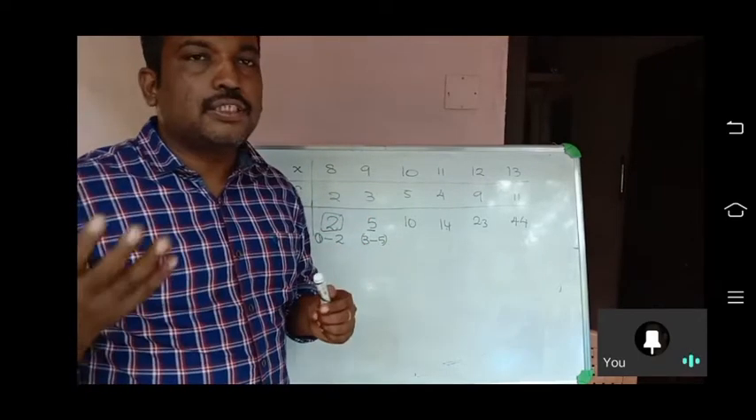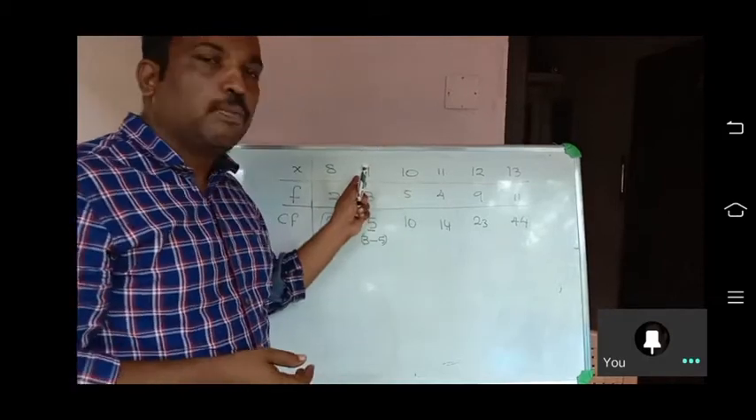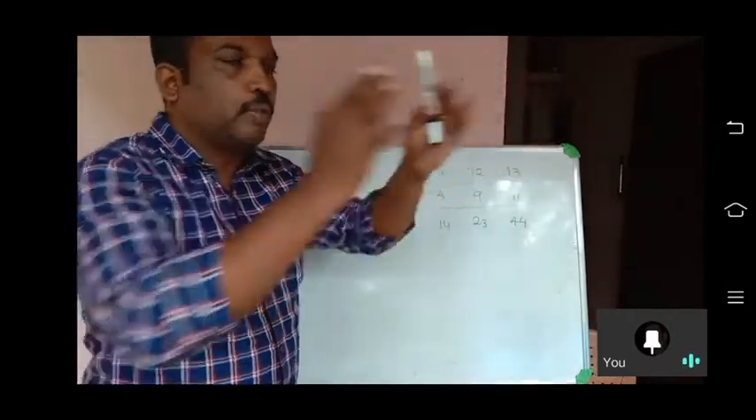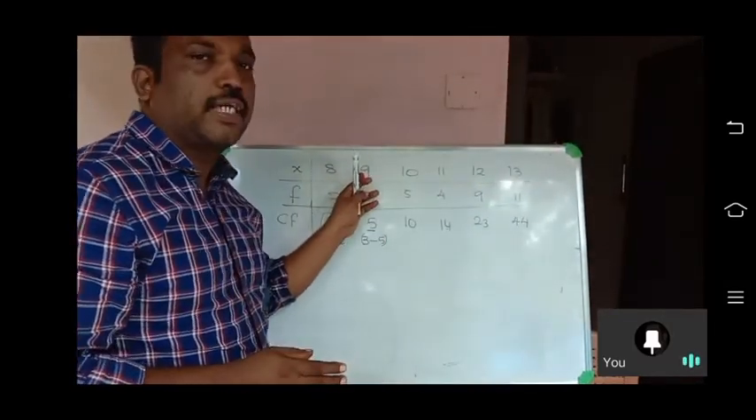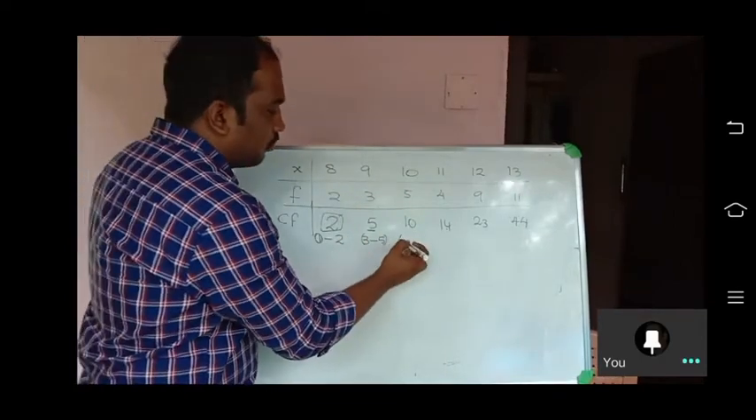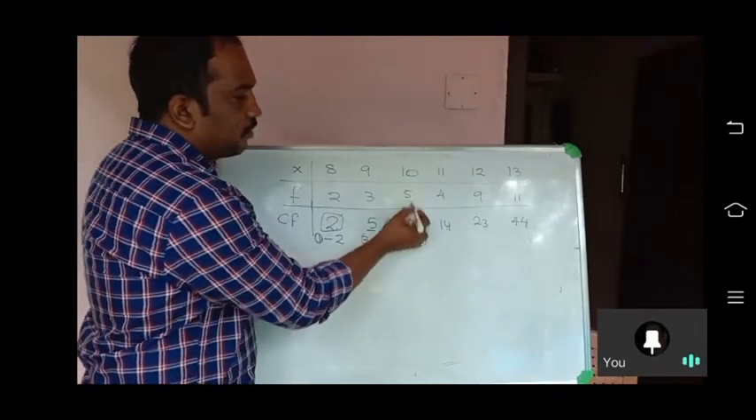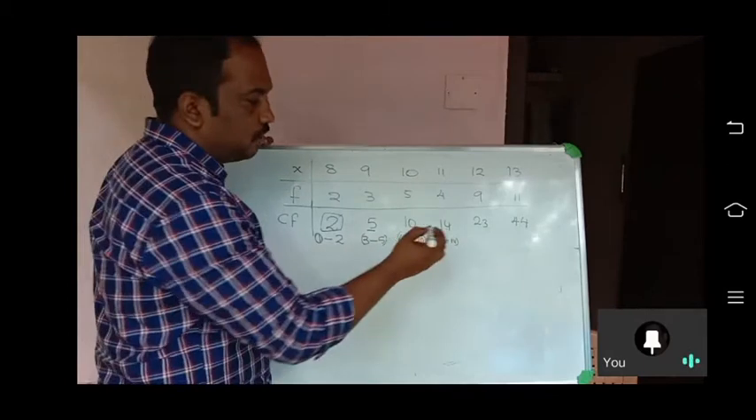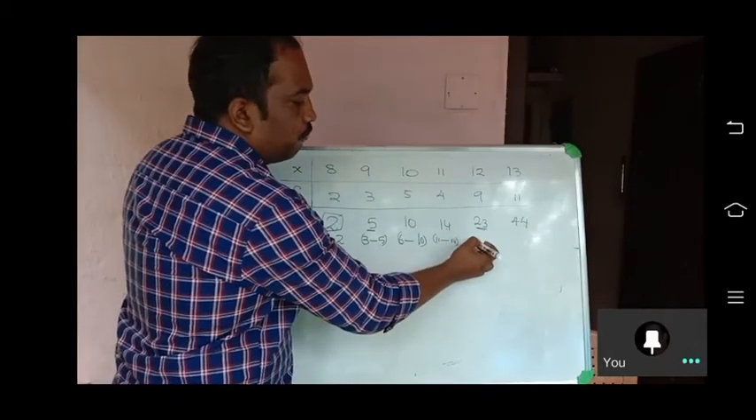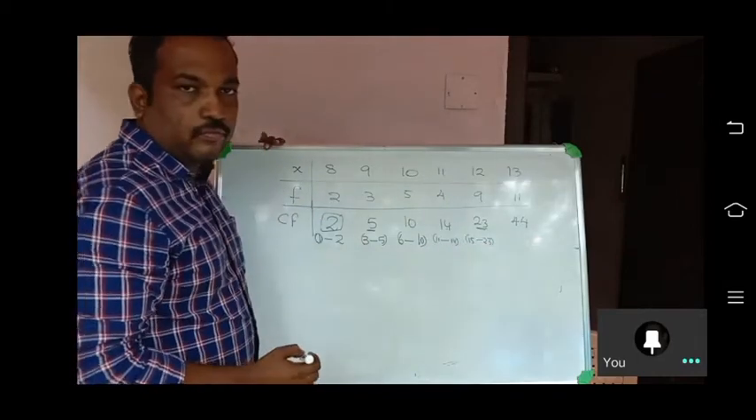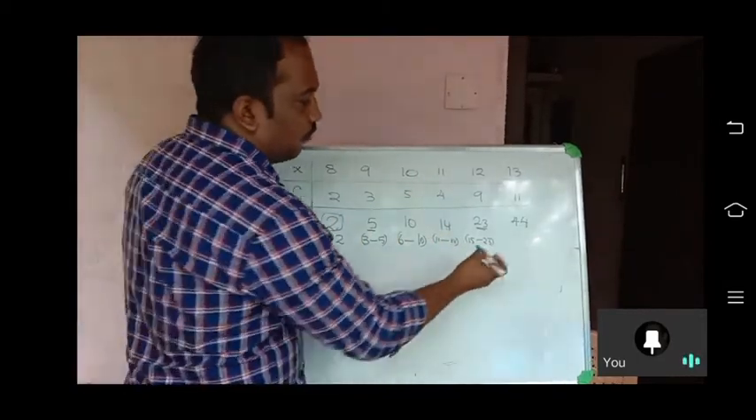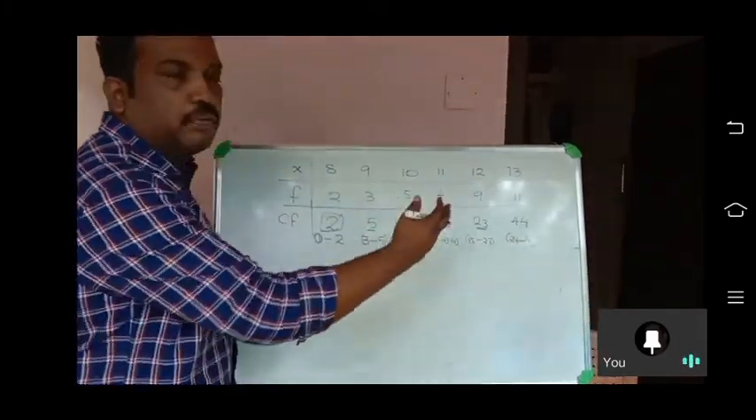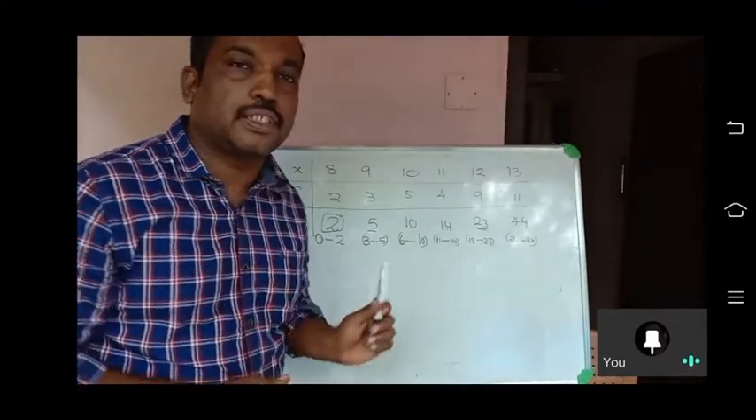Okay, suppose this is about marks. When you are arranging the people in ascending order, 3 to 5 people are getting the mark 9. 6 to 10 are getting 10 marks. 11 to 14, 11 marks. So this 23 stands for 15 to 23. That is the frequency range we are talking about. And this 44 stands for 24 to 44.